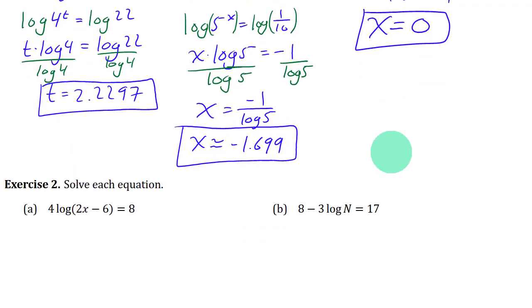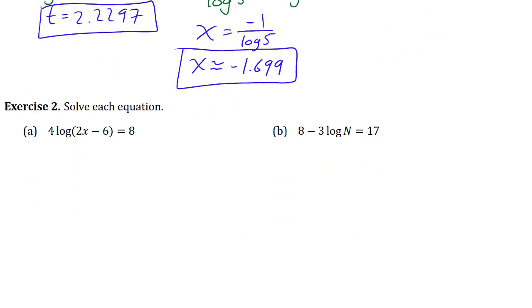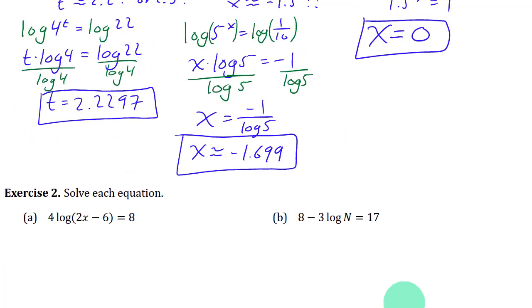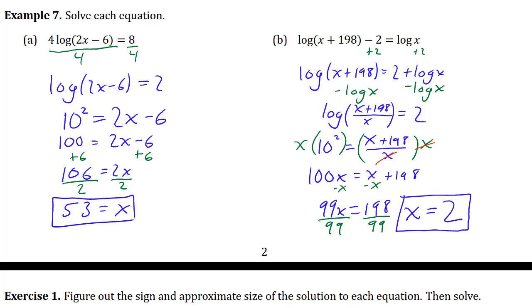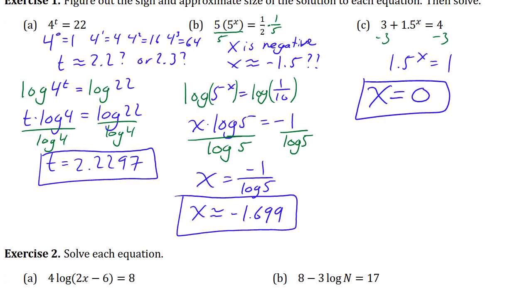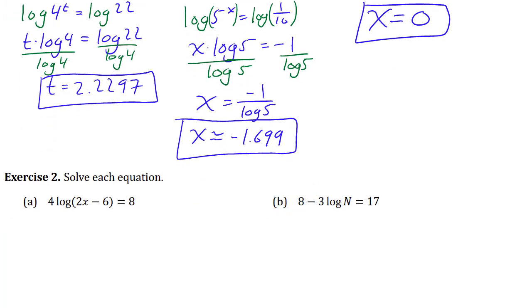Okay, so now let's look at exercise 2. We want to solve this equation. These ones, if you were stuck on them, my advice is look at example 7a here. This is pretty similar to example 7a. So you want to get the log by itself by dividing by 4. Eight divided by 4 is 2.